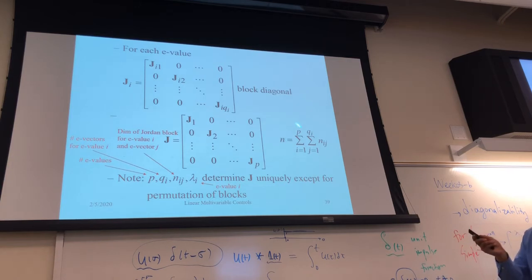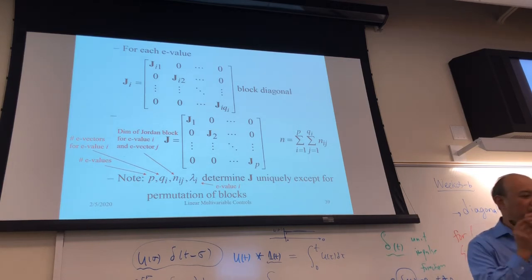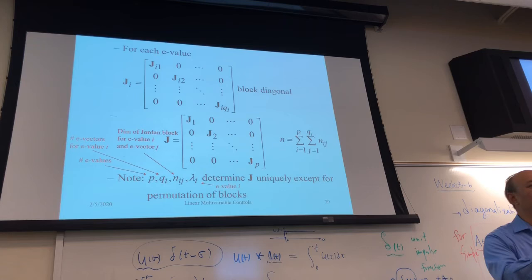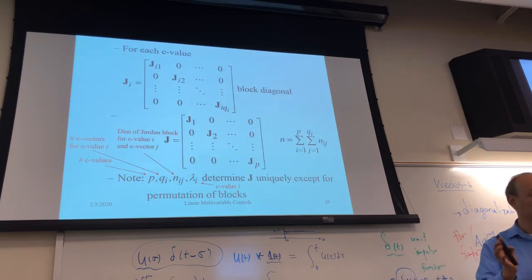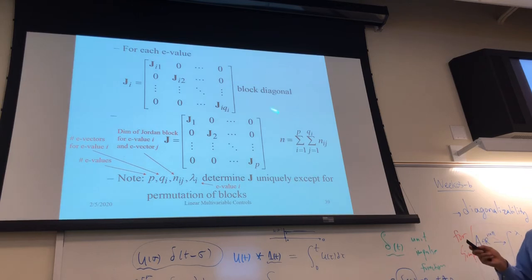So P, remember, what is P? You have P distinct eigenvalues. For each eigenvalue, you may have qi linearly independent eigenvectors. For each eigenvector there corresponds Mij Jordan blocks.